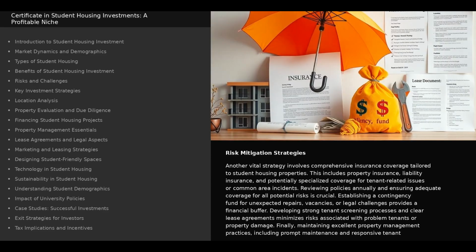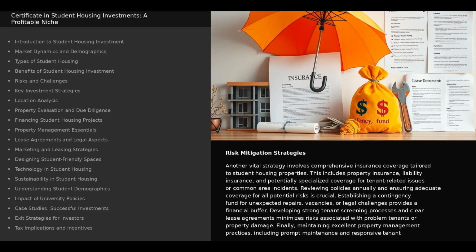Another vital strategy involves comprehensive insurance coverage tailored to student housing properties. This includes property insurance, liability insurance, and potentially specialized coverage for tenant-related issues or common area incidents. Reviewing policies annually and ensuring adequate coverage for all potential risks is crucial. Establishing a contingency fund for unexpected repairs, vacancies, or legal challenges provides a financial buffer.